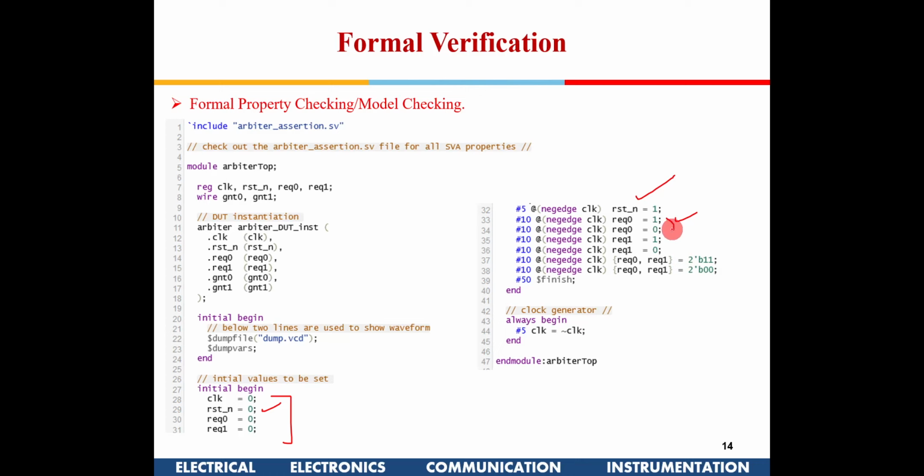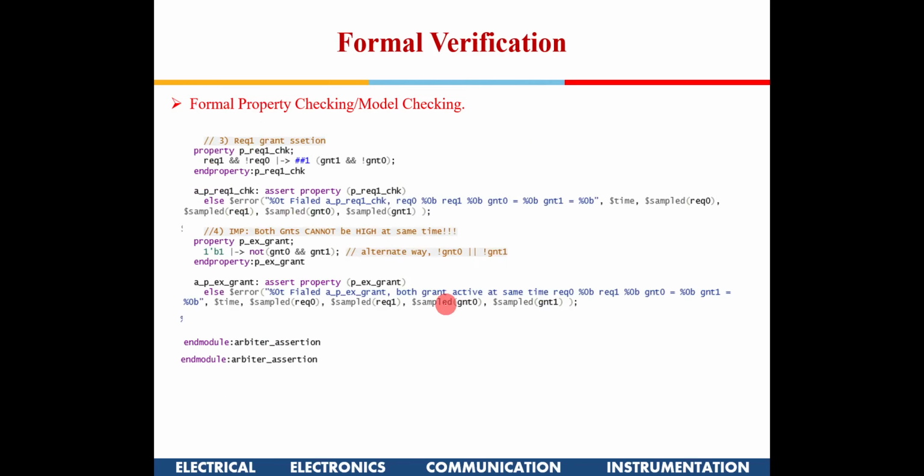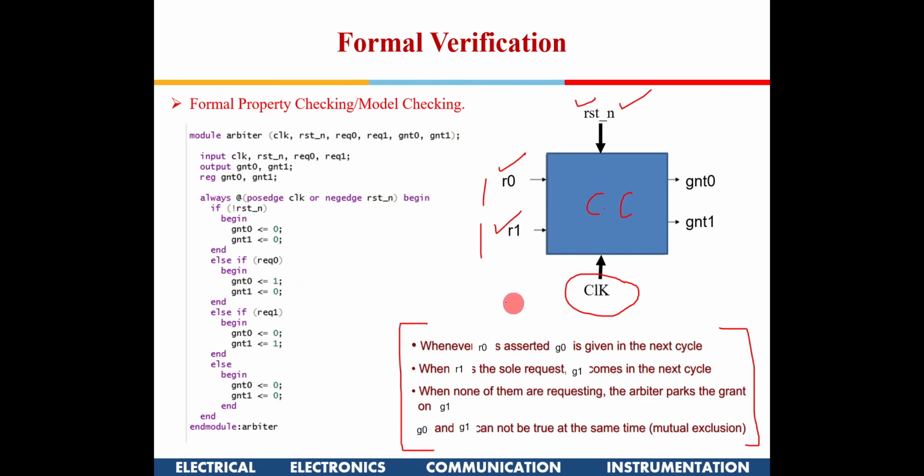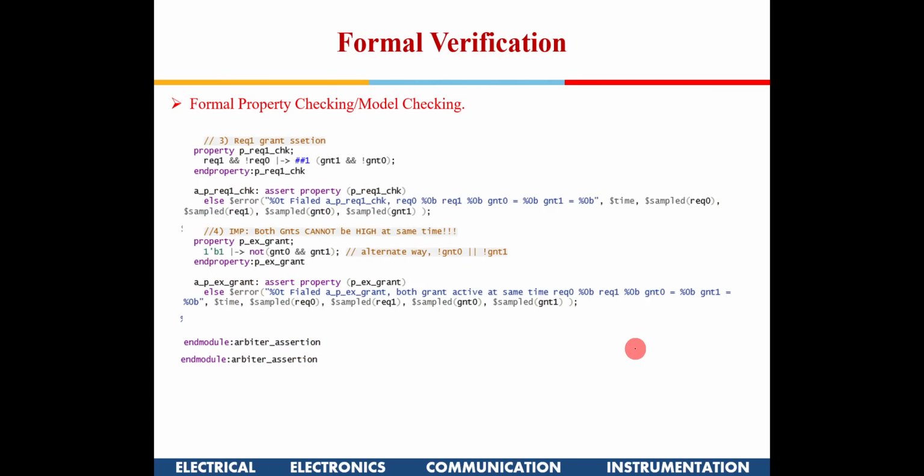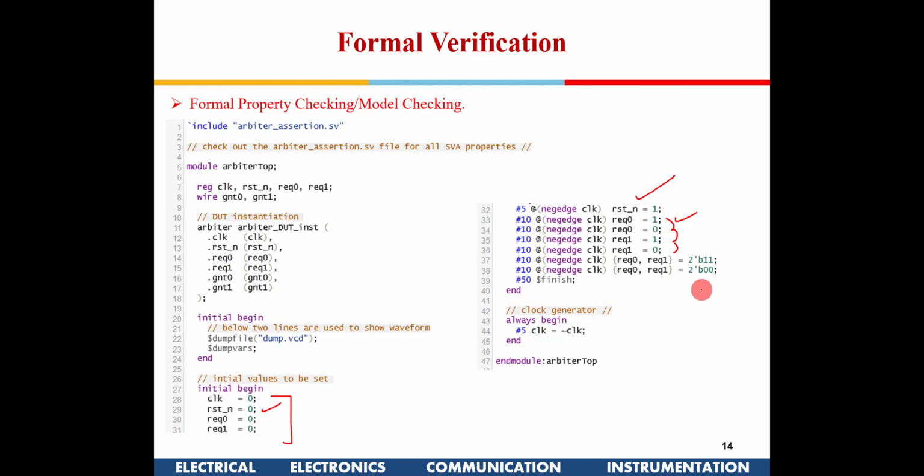There is one more condition. Then request 1 is put to 1. Then again you put both of them to 0, so both are 0 0. That is also a condition defined here: if there is no request, then grant 1 should be high. That is a default condition which has been stipulated, so you put that particular condition also. Now if you see, 5 or 6 conditions, you just run, and this is the kind of formal checking which is done here.